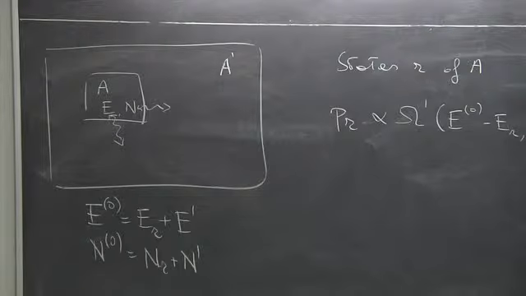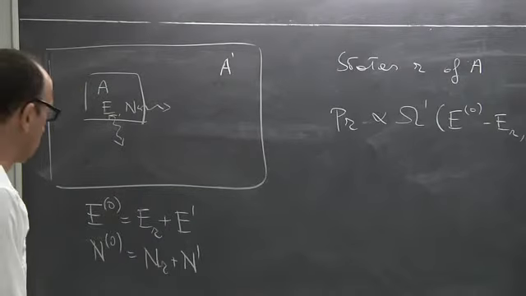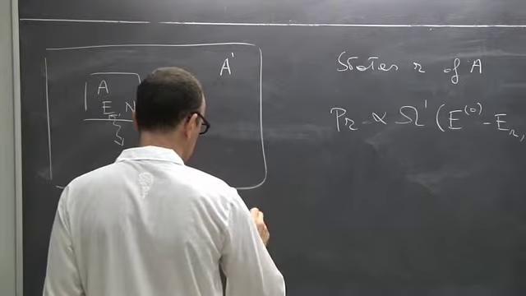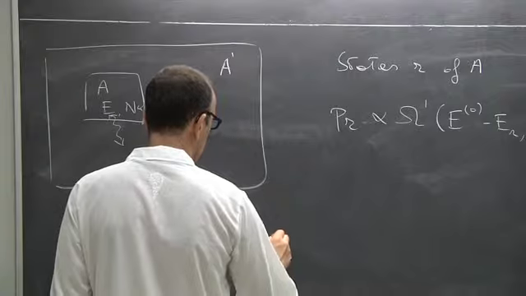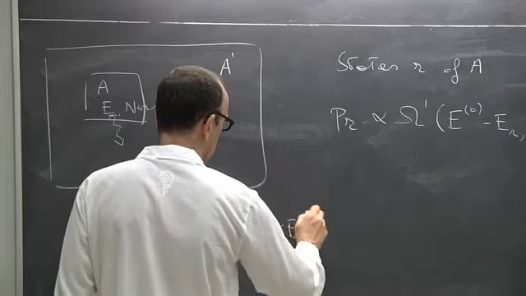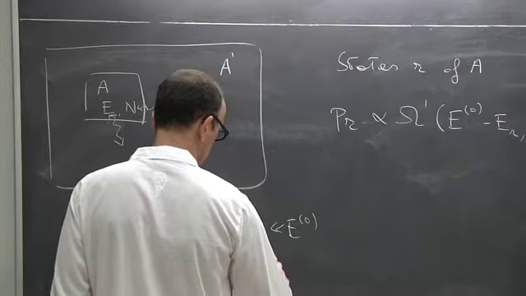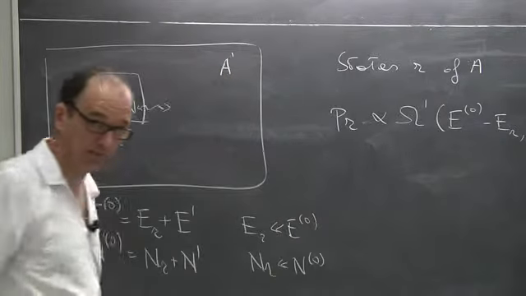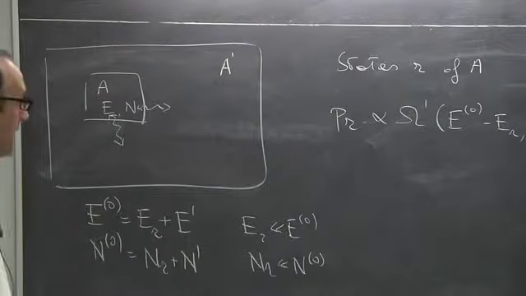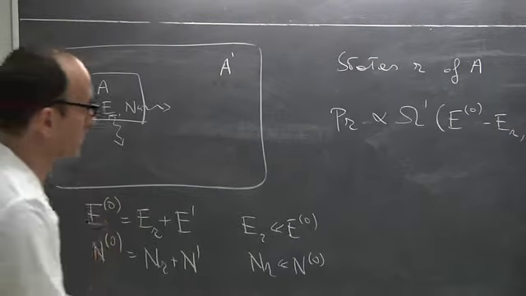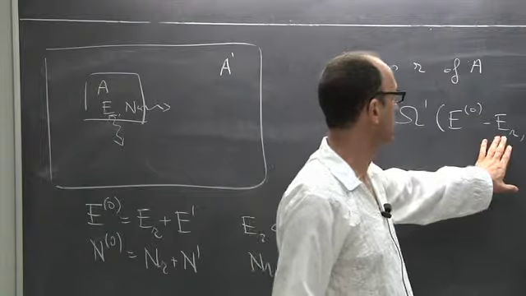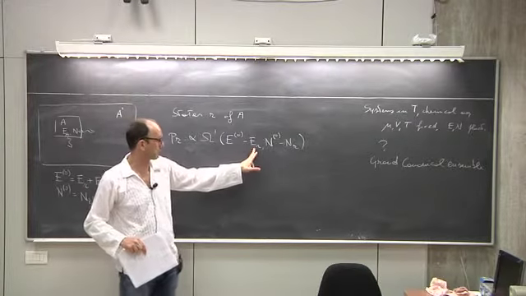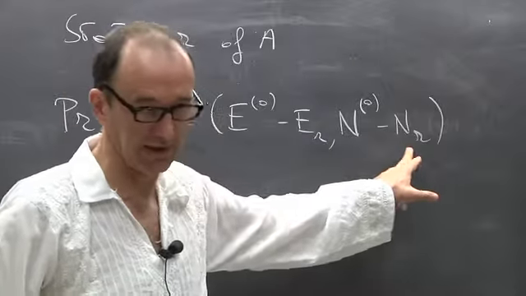Now again, I'm considering the case where the heat bath is much larger than my system. So in particular, I'm considering the case where ER is much less than the total energy of the system, and the number of particles is much less than the total number of particles in the system. So what I can do is to make an expansion around E0 for a small value of ER and NR. Okay.